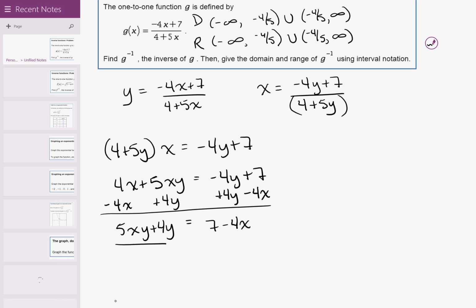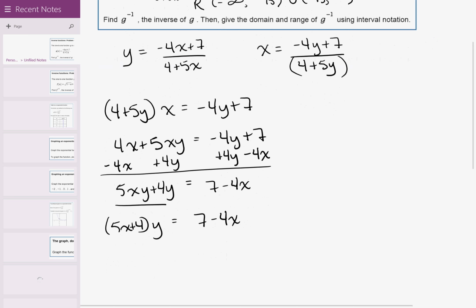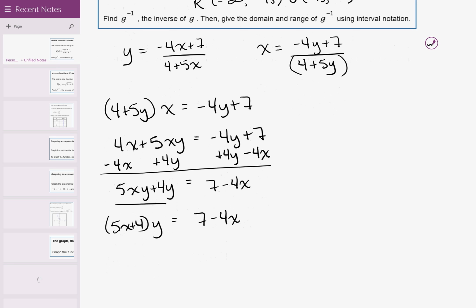I'm going to factor this side. So (5x plus 4) y is equal to 7 minus 4x. And then I divide both sides by 5x plus 4. y is equal to 7 minus 4x over 5x plus 4.